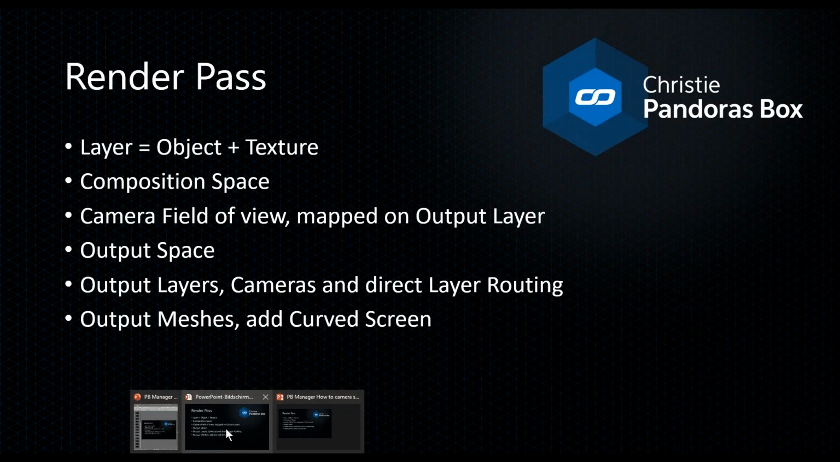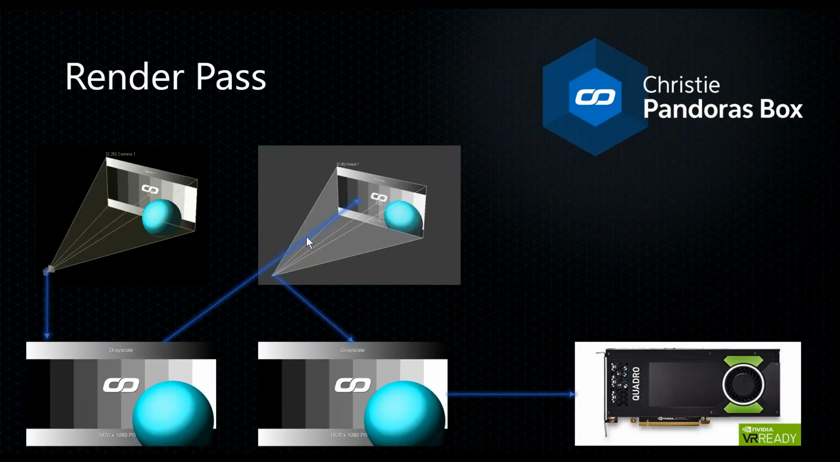Let me visualize that a bit differently. So let's go for that one. So actually, that's my composition space, right? And I have a flat object in the back and a 3D object there. This is my camera, and it sees that line of sight. So this is the texture which is rendered by this camera.